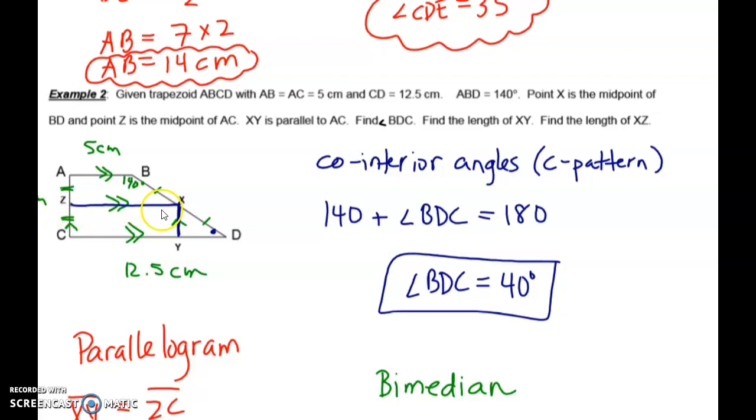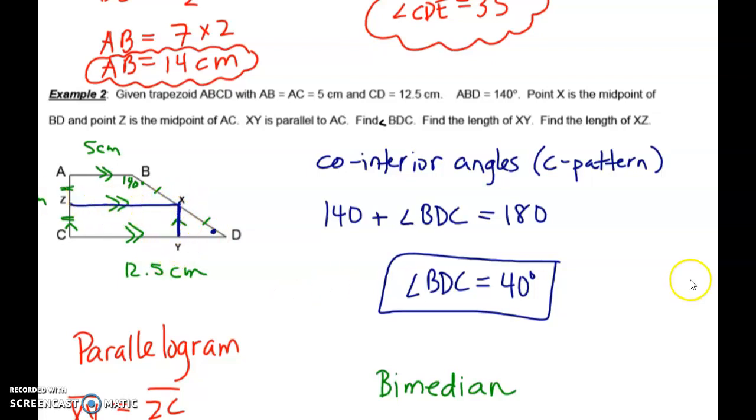XY is parallel to AC. So this is parallel to this. You can see I have the single chevron there, and these three are all parallel, and I have the double chevron to show that. Okay. So I'd like you to find angle BDC, so that angle that's marked right there. I'd like you to find the length of XY and the length of XZ.